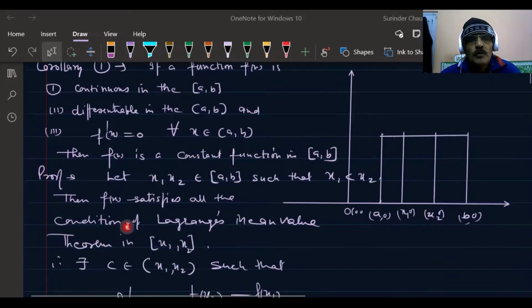So for the proof of this theorem, let us take two points x1 and x2 belonging to the closed interval [a, b], with the condition that x1 is less than x2. Then f(x) satisfies all the conditions of Lagrange's mean value theorem. Why will f(x) satisfy Lagrange's mean value theorem in this interval? Because it is a subset of the closed interval [a, b].